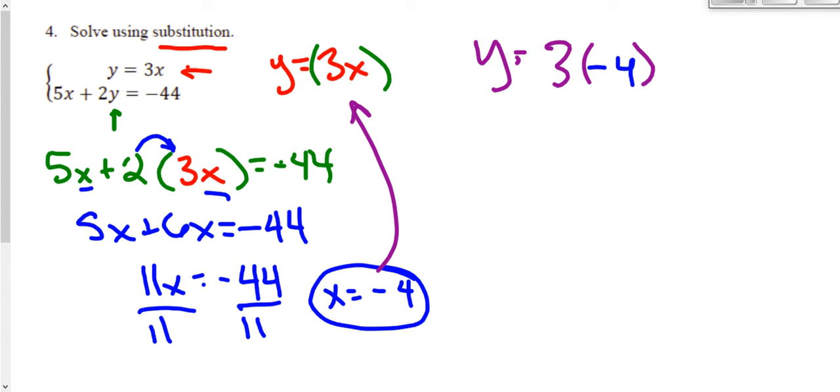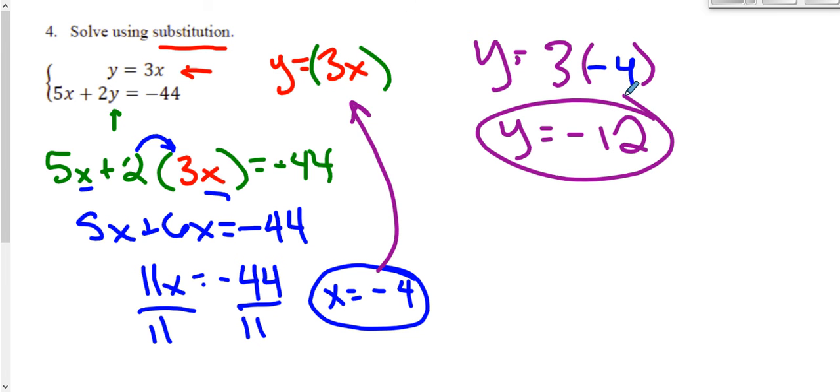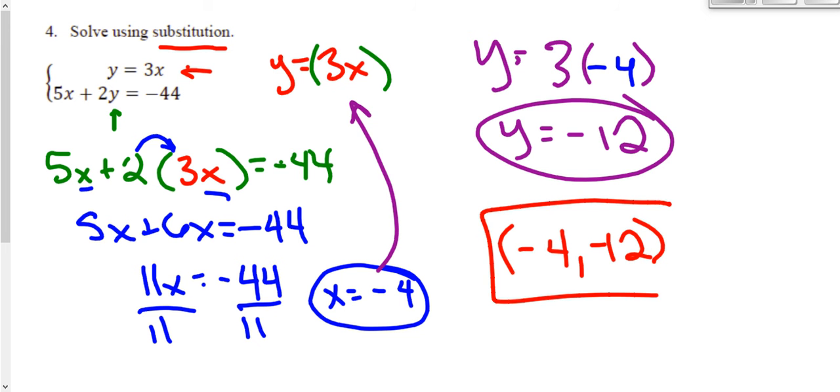So y equals 3 times negative 4, so y is going to be the number negative 12. And that tells me that my final answer, if I write it as an ordered pair, has the x value negative 4 and the y value negative 12. And that would be my final answer.